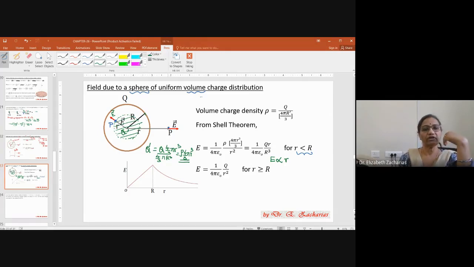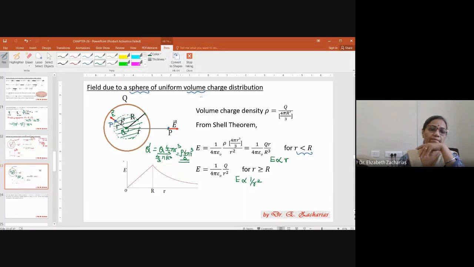Once you are outside, at a point P outside, this entire sphere will look like a point charge carrying a charge capital Q. Therefore, the electric field will be 1 by 4 pi epsilon naught Q by small r square. Or you're finding that the electric field is proportional to 1 by r square.